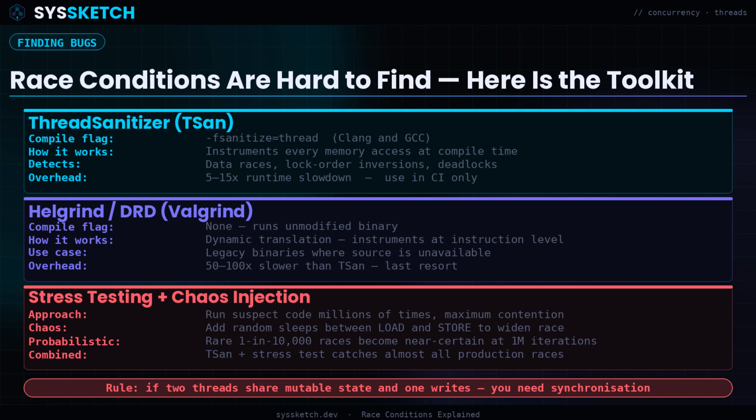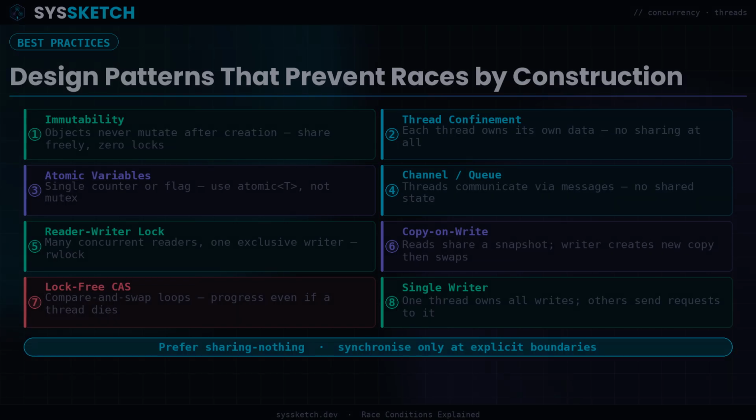Run it in your CI pipeline on every pull request. The alternative for legacy binaries is Helgrind under Valgrind, which requires no recompilation but runs 50 to 100 times slower. For races that are too rare for TSAN to catch in normal test runs, use stress testing. Loop the suspect code millions of times under maximum thread contention and add random sleeps between the load and store to artificially widen the race window.